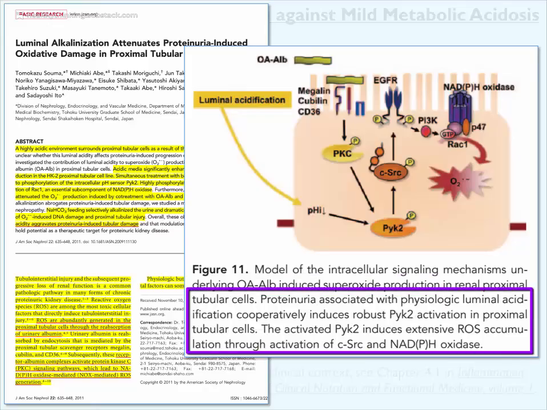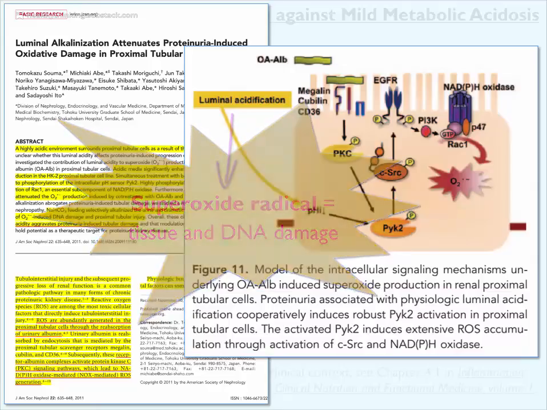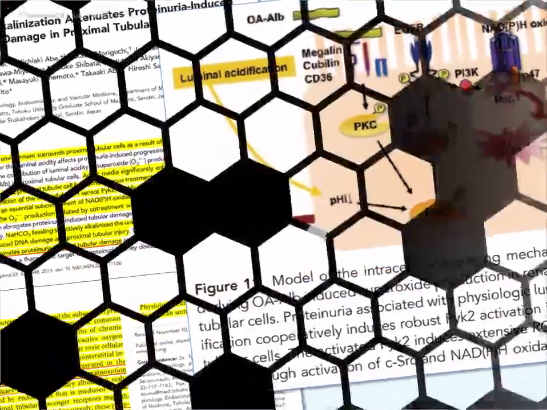They state, proteinuria associated with physiological lumen acidification cooperatively induces robust PYK2 activation in proximal tubular cells. The activated PYK2 induces extensive ROS accumulation through activation of, ultimately, NADPH oxidase, which produces the superoxide free radical. Now let's move on to the next article.